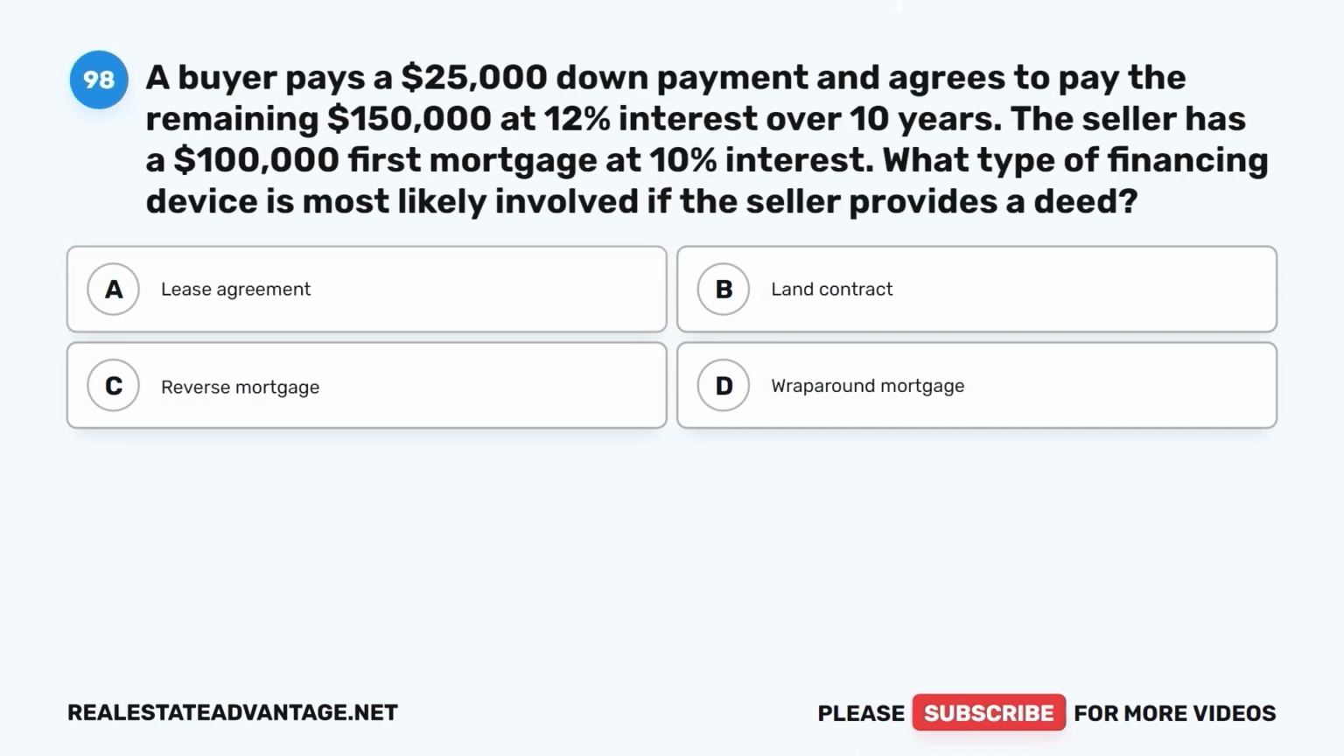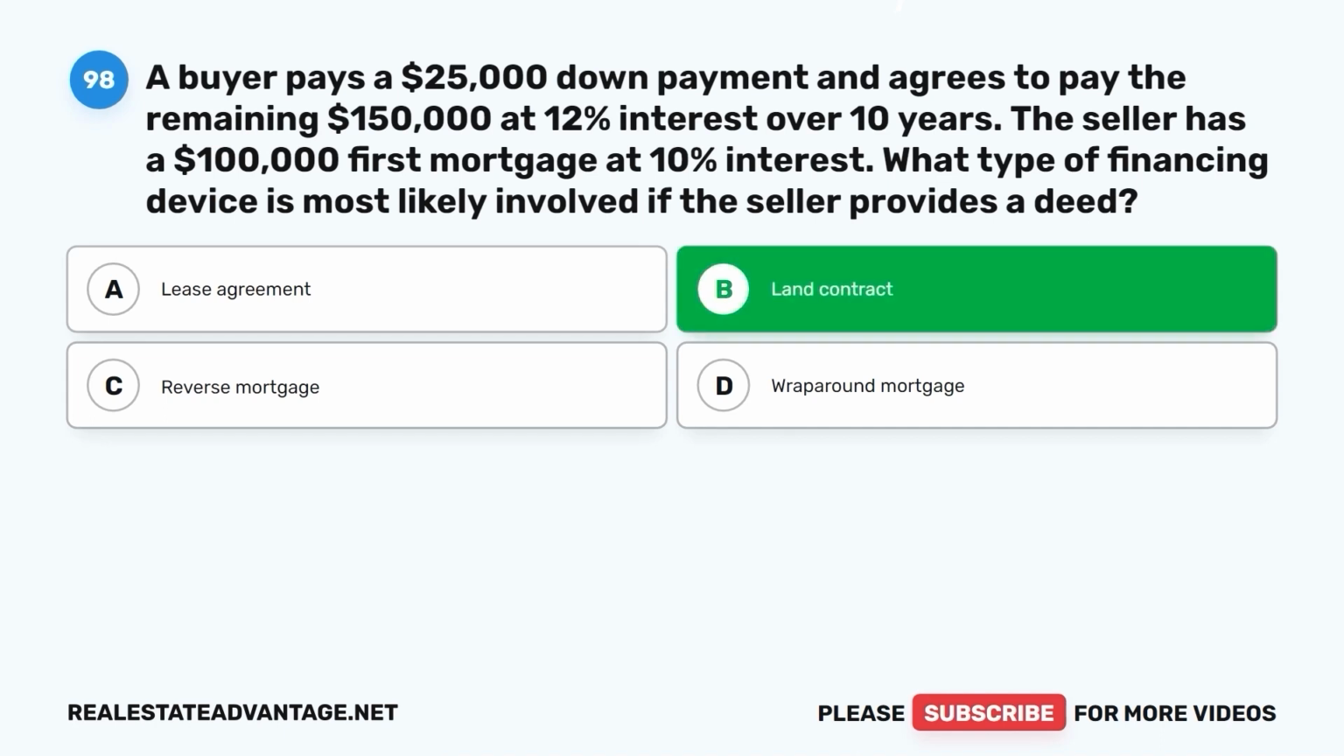Question 98. A buyer pays a $25,000 down payment and agrees to pay the remaining $150,000 at 12% interest over 10 years. The seller has a $100,000 first mortgage at 10% interest. What type of financing device is most likely involved if the seller provides a deed? A. Lease agreement. B. Land contract. C. Reverse mortgage. D. Wraparound mortgage. The correct answer is B.